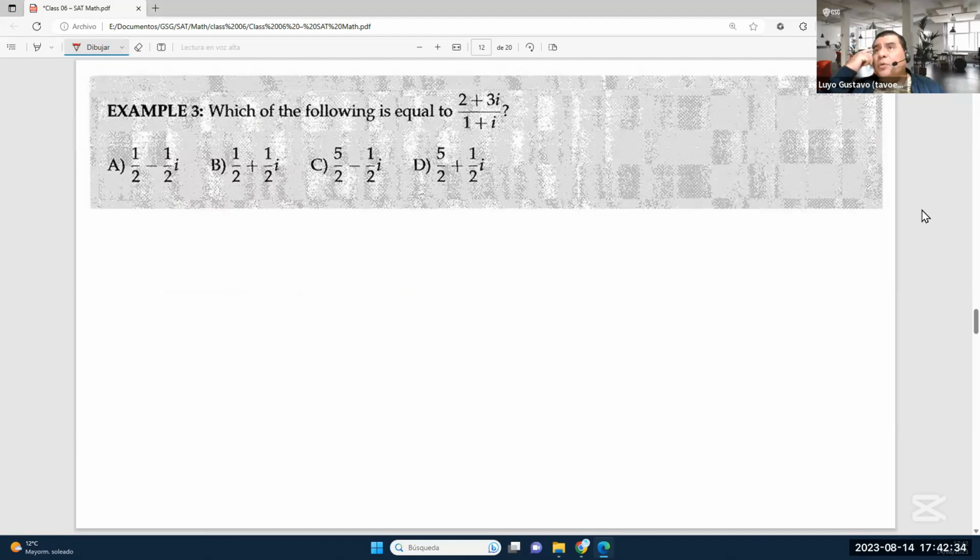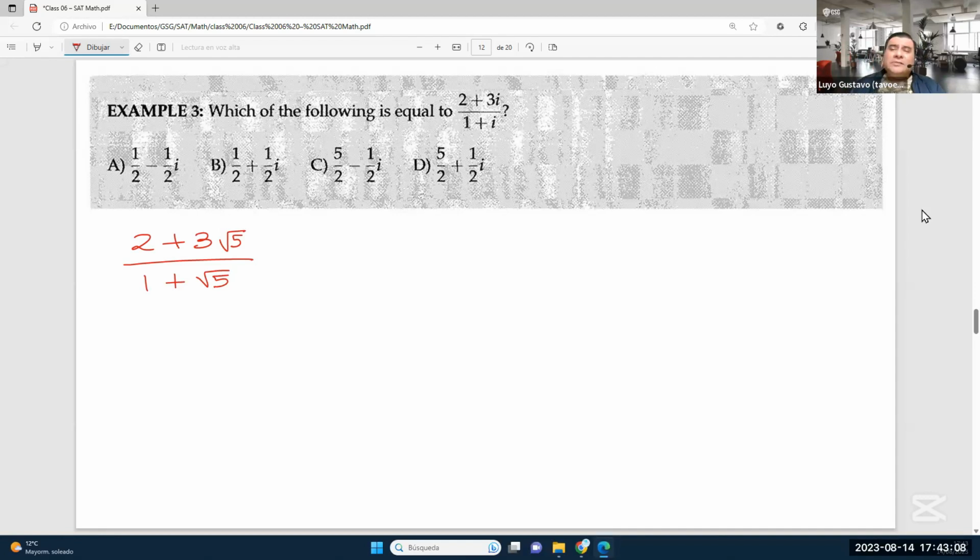It says, which of the following is equal to (2 + 3i) over (1 + i)? Well, what would you do if you wanted, for example, to solve this question? Let me just give you a hint. Consider (2 + 3 times the square root of 5) divided by (1 + the square root of 5). What would you do in order to rationalize this expression?